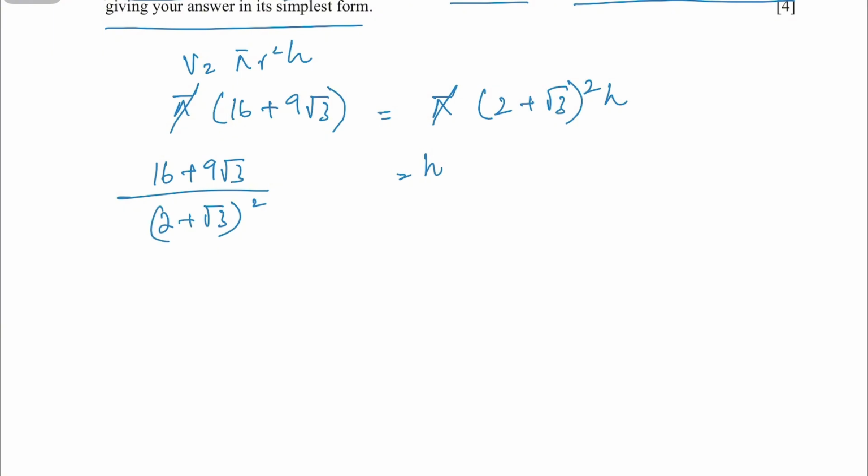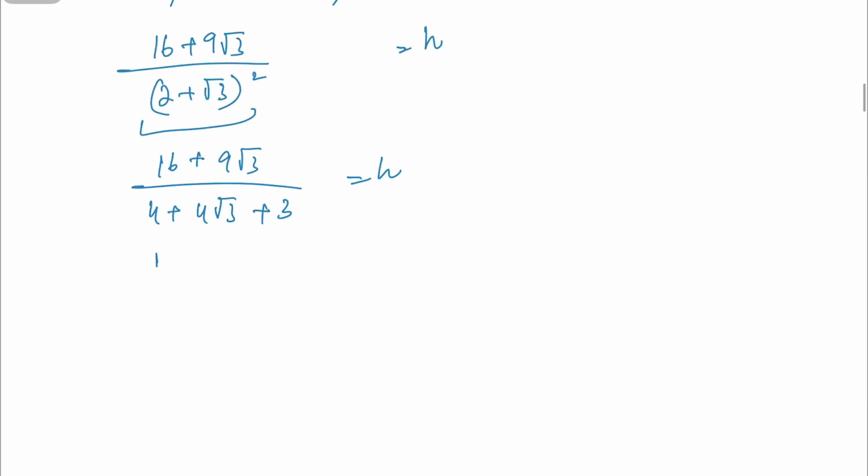So what we can do is just expand this first. The numerator, 16 plus 9 root 3, would be as it is, and below it would be 4 plus 4 root 3 plus 3, equal to h. And then finally it would look like (16 plus 9 root 3) over (7 plus 4 root 3).